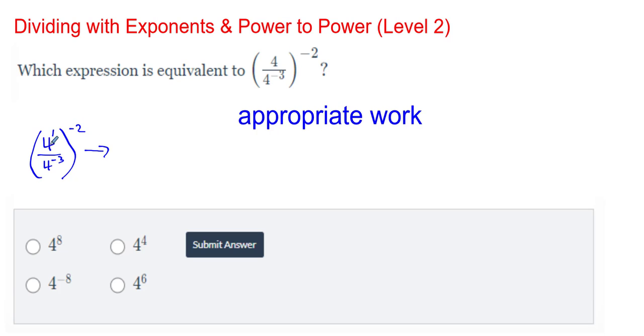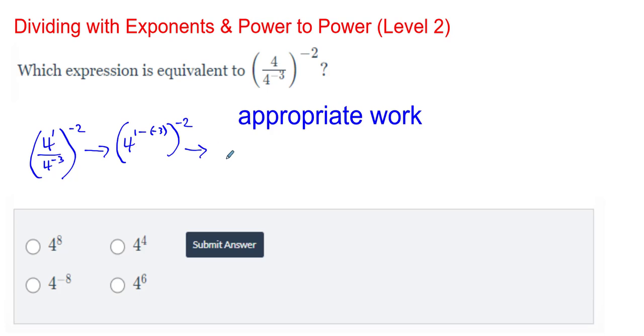So when I have the same base and I'm dividing, again, we're going inside the parentheses first, I'm going to write 4 to the power of 1 subtract, and then the number I'm subtracting from the bottom is a negative 3. And that is all still inside the parentheses. Don't forget that negative 2 on the outside. So 4 to the power of 1 subtract a negative 3.